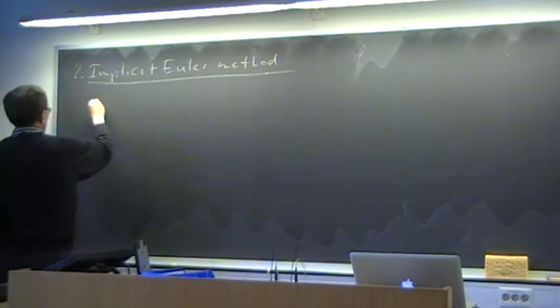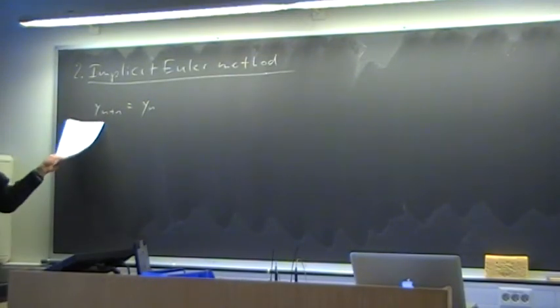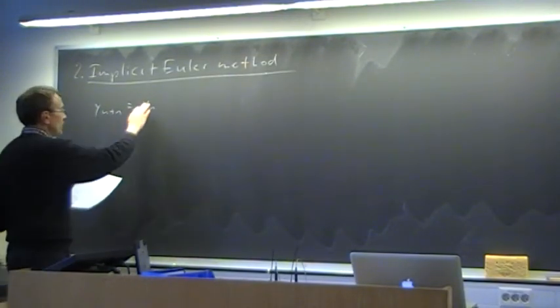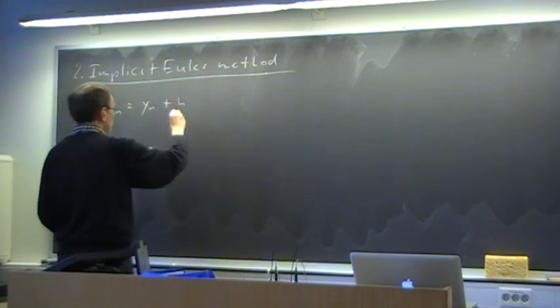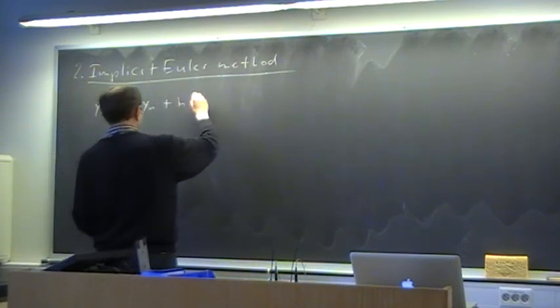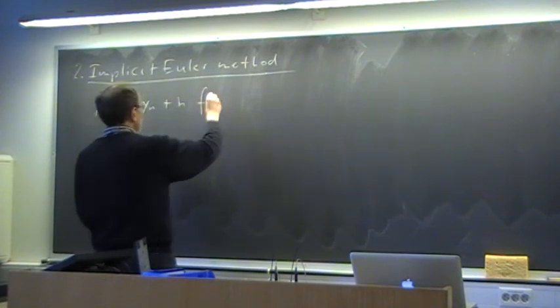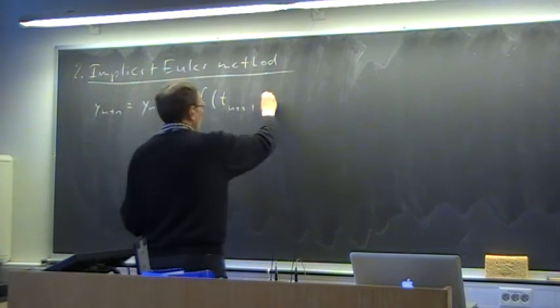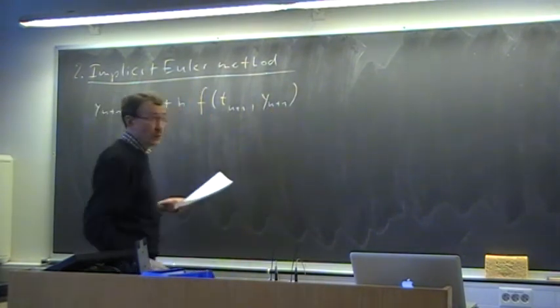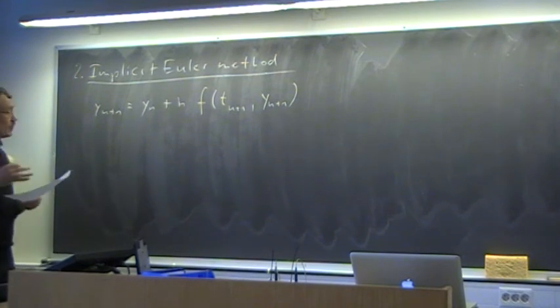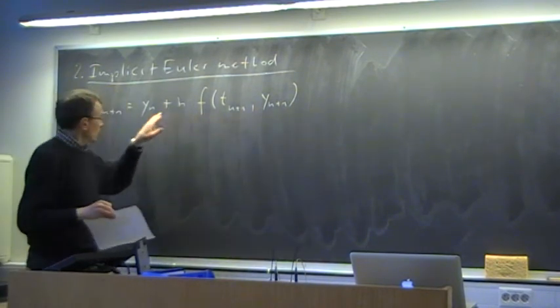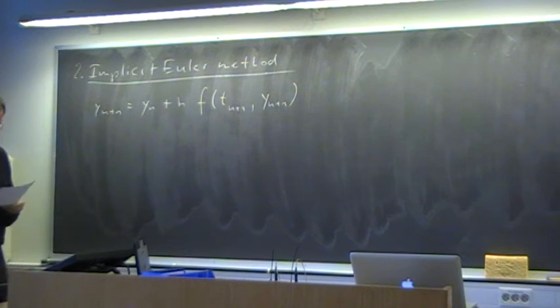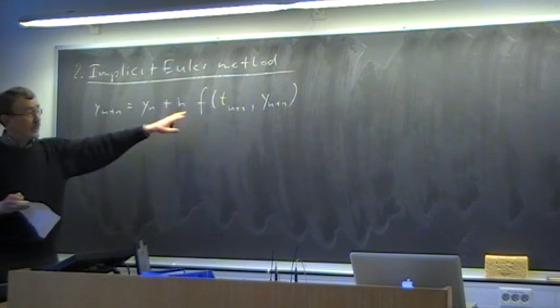That is very similar to the explicit one. To get the approximation at the new time level, we take the approximation at the old time level plus the time step h times the ODE right-hand side, evaluated at the new time level with the approximation at the new time level that we don't yet know. So this here depends on that. That means we get a nonlinear problem if we have a nonlinear f.